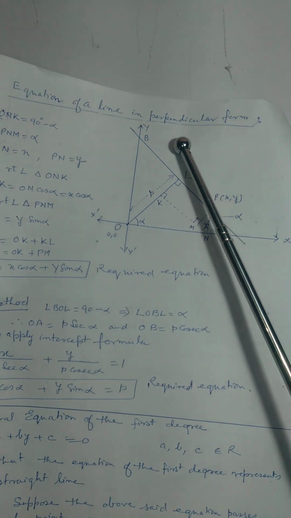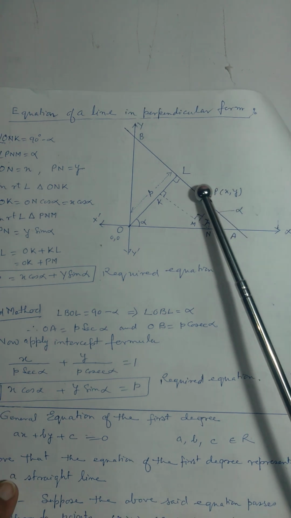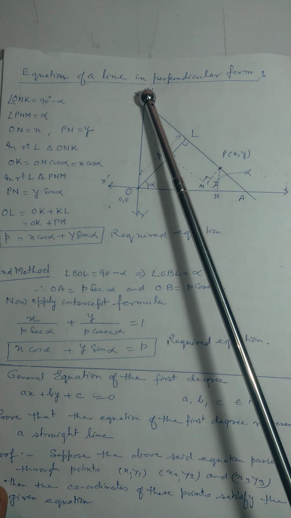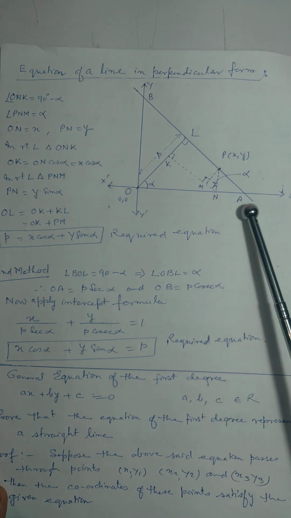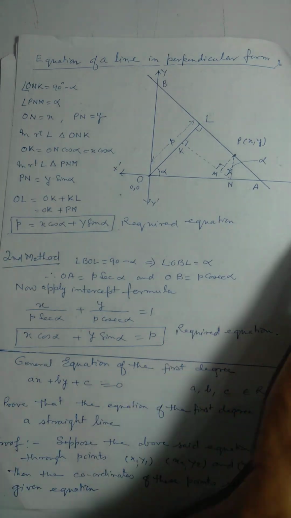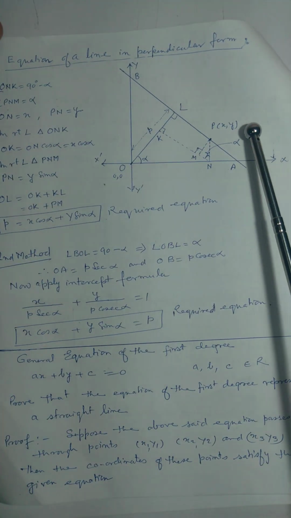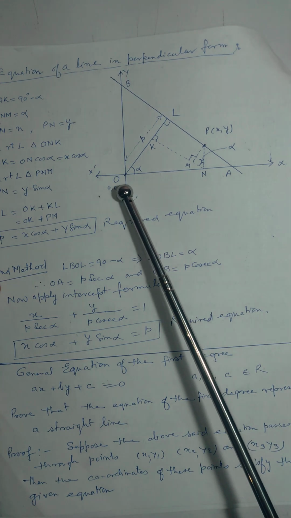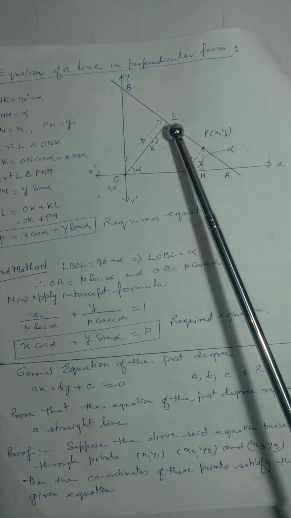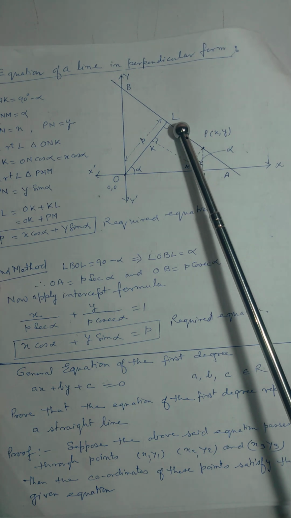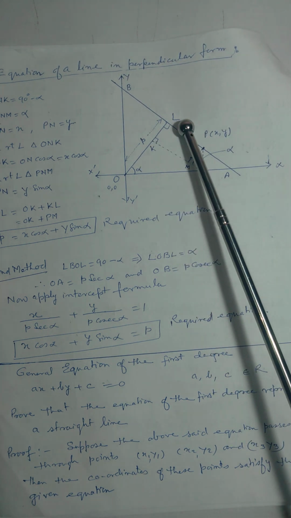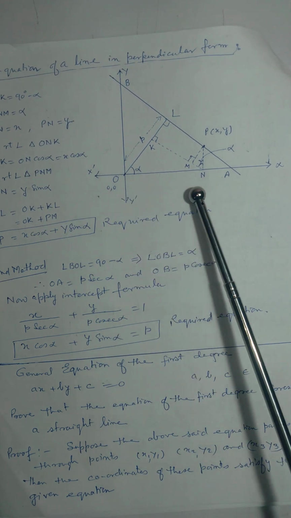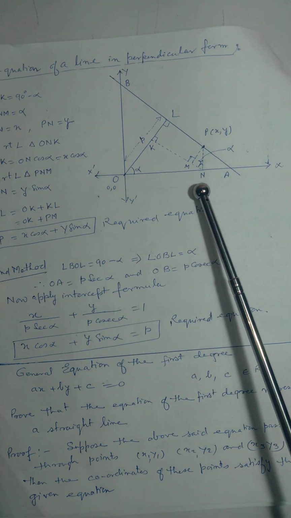Now, the equation of a line in the perpendicular form. You see, AB is the line which intersects the y-axis at B and the x-axis at A. A perpendicular is drawn from the origin to the line AB at the point L. L is the foot of the perpendicular.